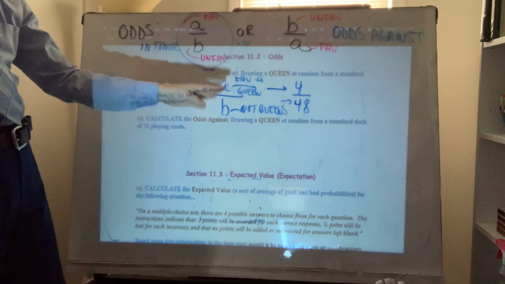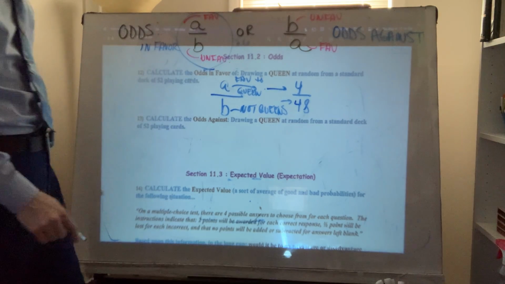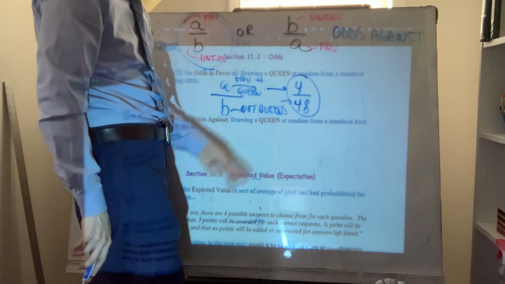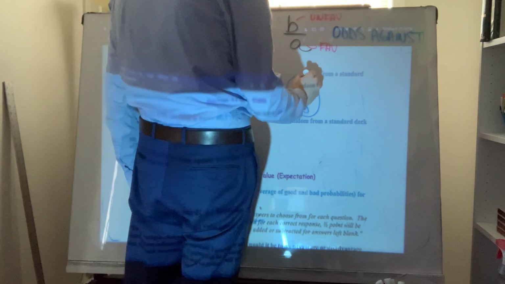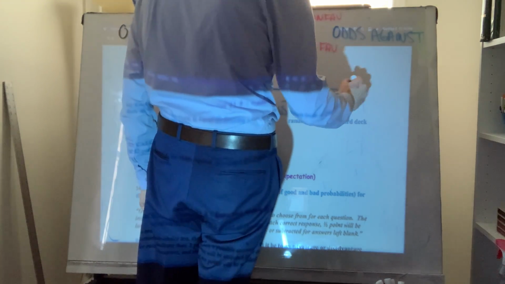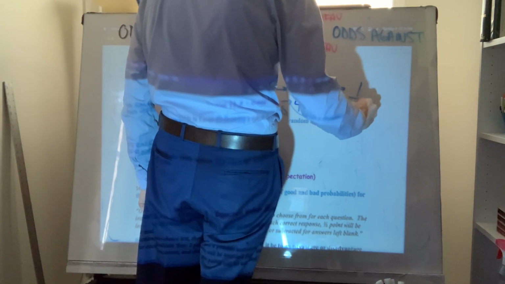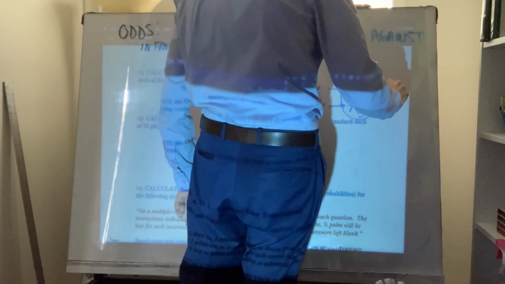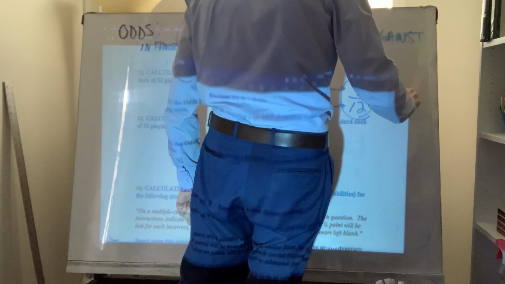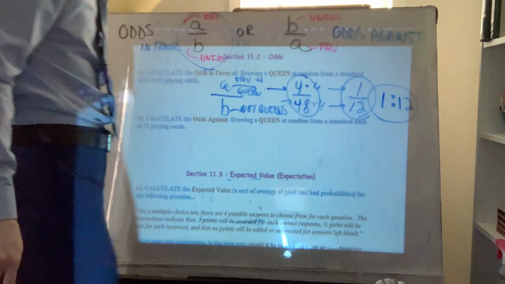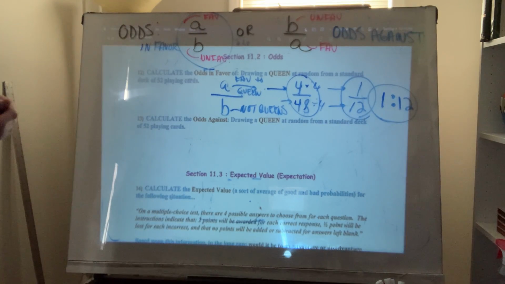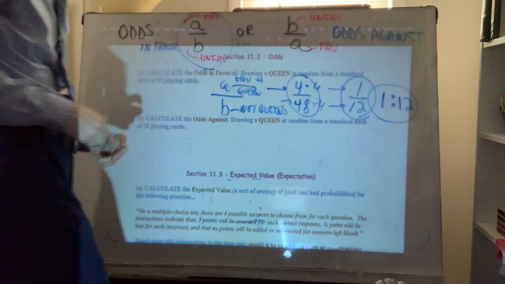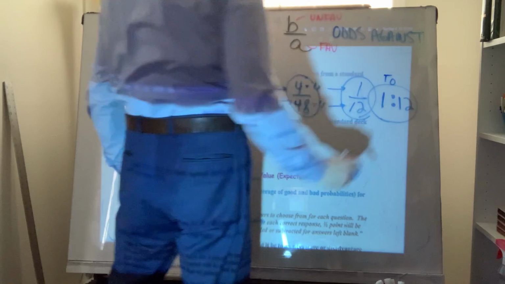Odds is not probability, they're just remarkably similar looking. It's totally superficial. If you simplified this, divide each of these by 4, you would end up with what? 1 to 12, right? Leave it in either the fraction style or you could use a colon like this. But don't make them a percentage. I'm talking about odds. One to 12.